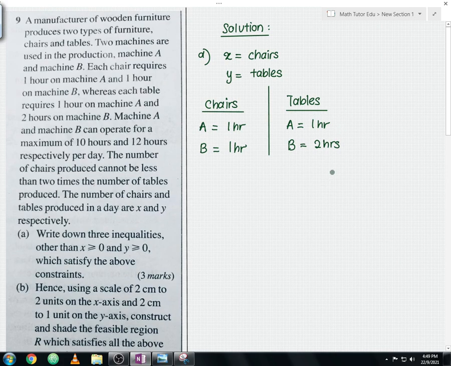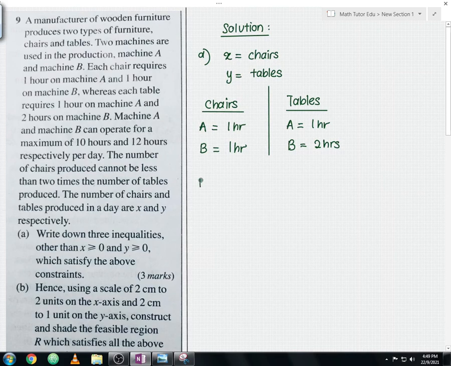So from here, once you're done with this, let us proceed to the statements that will lead us to the constraints. It mentioned here machine A and machine B can operate for a maximum of 10 hours and 12 hours respectively per day. So within this sentence, you can actually form two constraints. Let us begin with the machine A first.